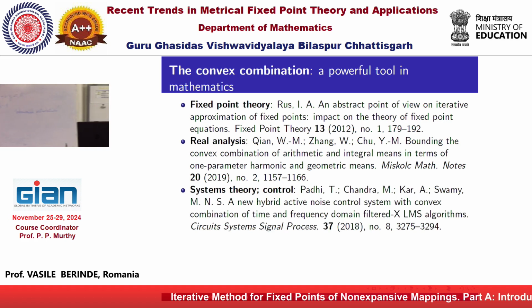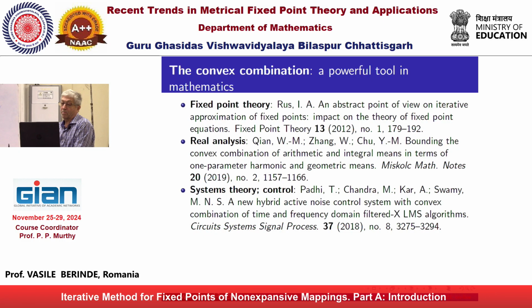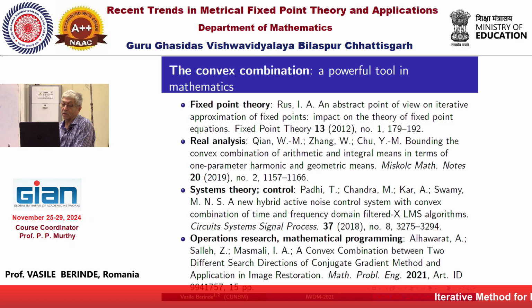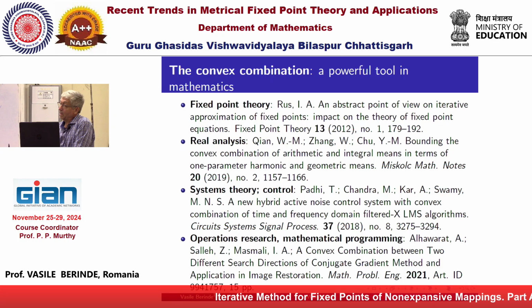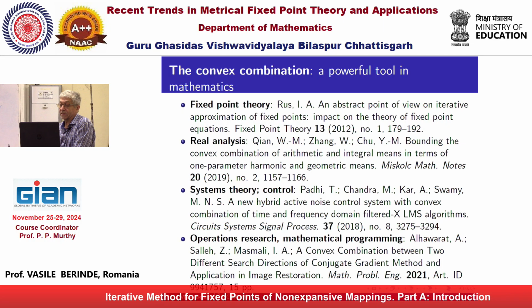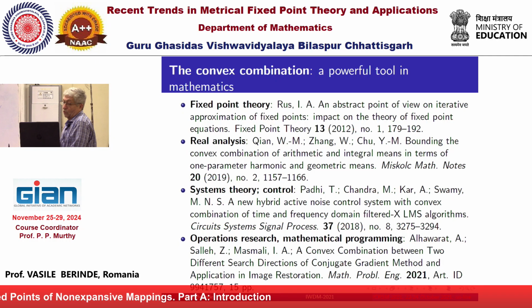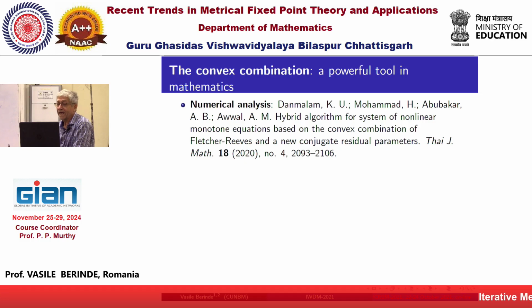Then, in system theory, in control, this paper, which seems to be written by some Indian mathematicians, is titled new hybrid active noise control system with convex combination. Directly in the title the convex combination is mentioned. Then in operations research, in mathematical programming, researchers are also using the convex combination of two different search directions of the conjugate gradient method, with an application to image restoration. Very interesting application. Then, numerical analysis.